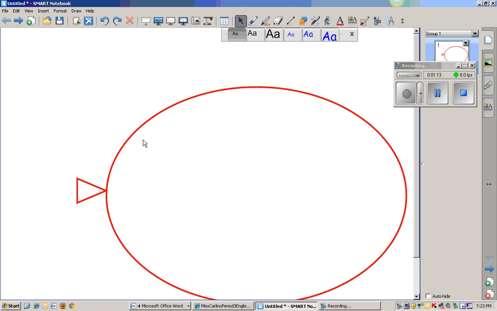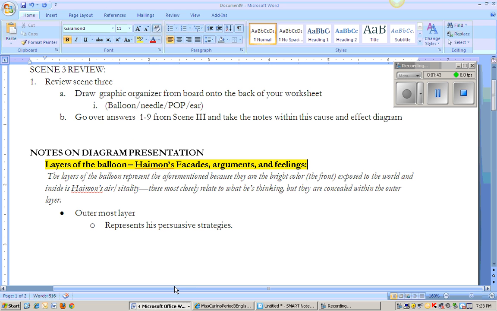The outer layer of the balloon, representing Haemon's facades, arguments, and feelings, is going to be his persuasive strategies, because it's riding along the outside. It's the fragile layer of the balloon; they're just strategies. They're just things that Haemon is covering up his true thoughts with, his true air, which is what's making up the balloon on the inside. So the outer layer is nothing more than a manifestation of what he's trying to do persuasively.